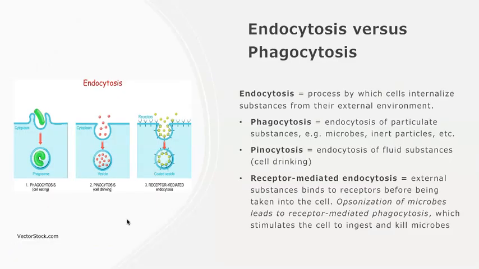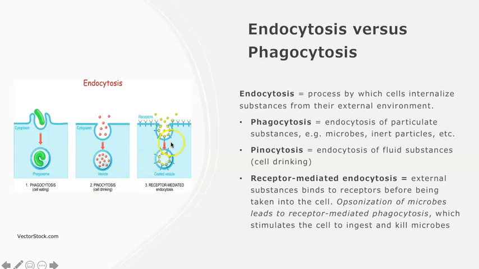Endocytosis is the process by which cells take in or internalize substances from their external environment. These substances may be solid or liquid. When we speak of cells internalizing particles, such as bacteria or other types of microbes, we use the term phagocytosis. So phagocytosis is the endocytosis of particulate matter. Endocytosis of fluid is called pinocytosis, also known as cell drinking.